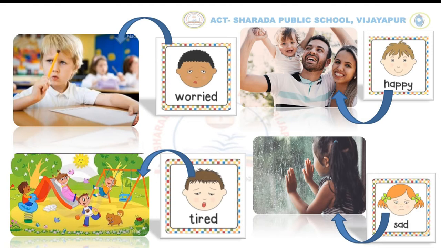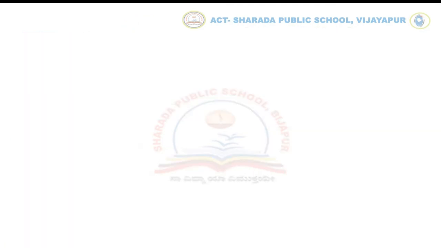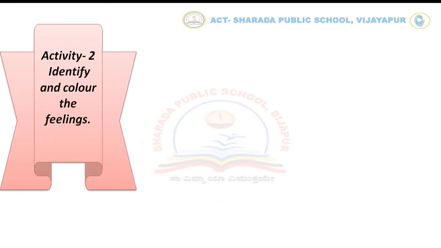Dear parents, read the words to your child and make the child repeat it 3 times. Let us do our next activity, that is, identify and color the feelings.